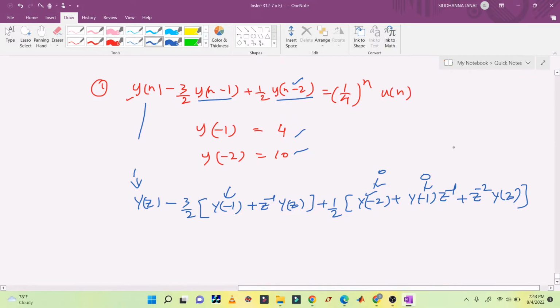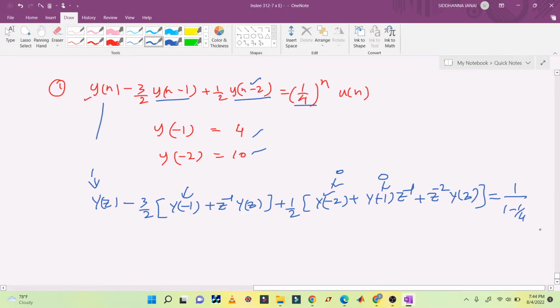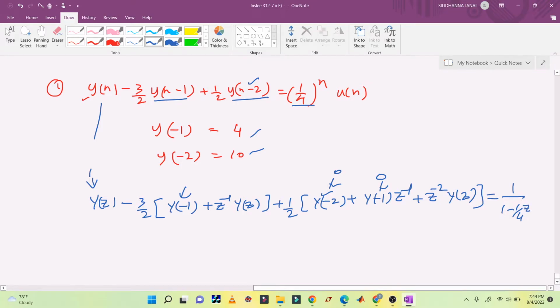Okay, so now continue with the given question. Equal to 1 by 4 to the power n u of n. For this, what we'll get as the transform is 1 divided by 1 minus 1 by 4 z inverse. Correct? This is the z transform of this sequence. Now, what is y of minus 1? It is 4. What is y of minus 2? It is 10.